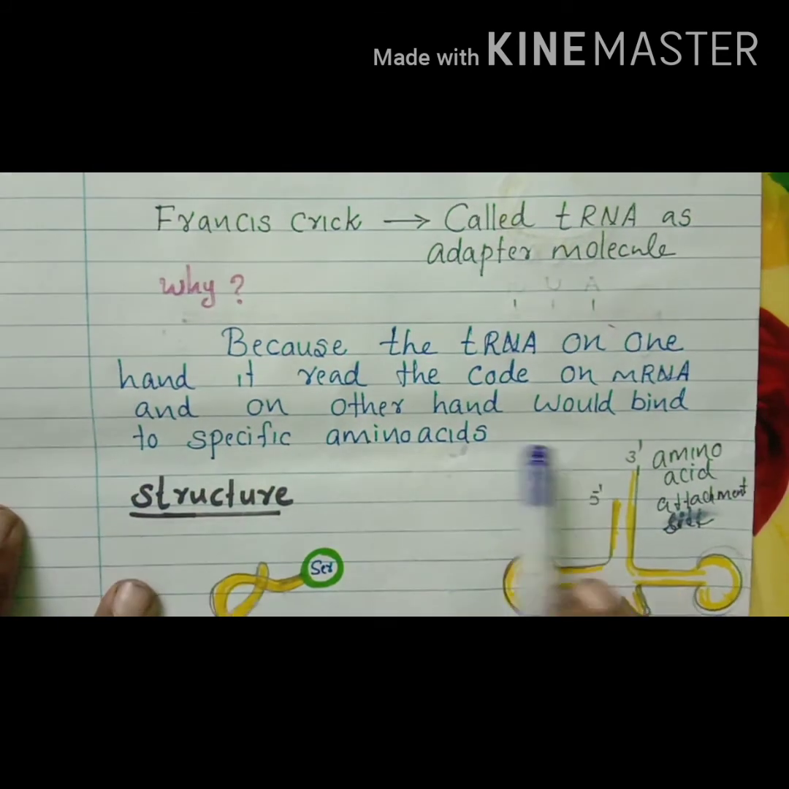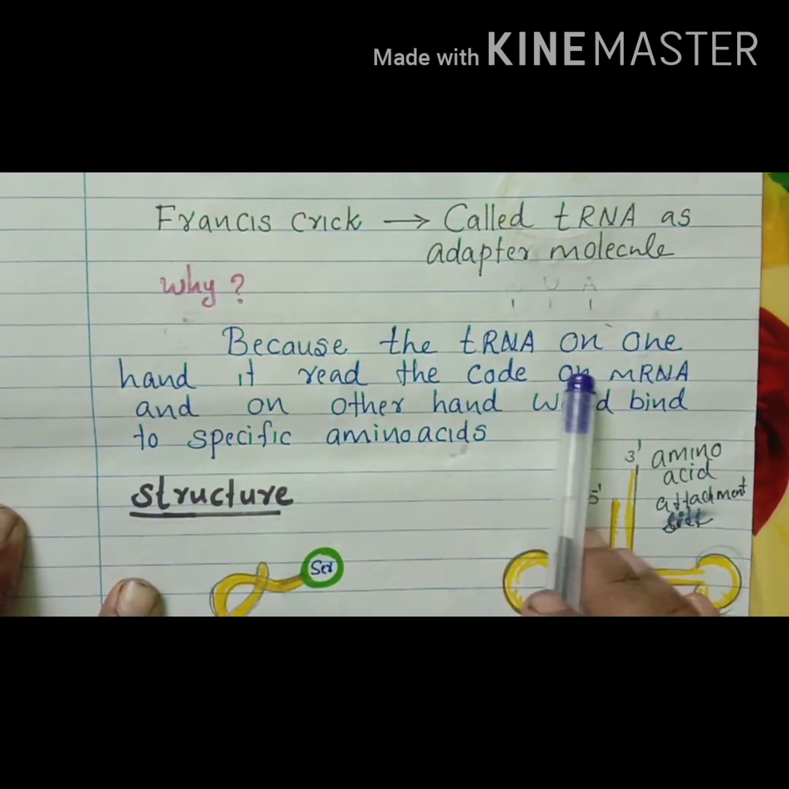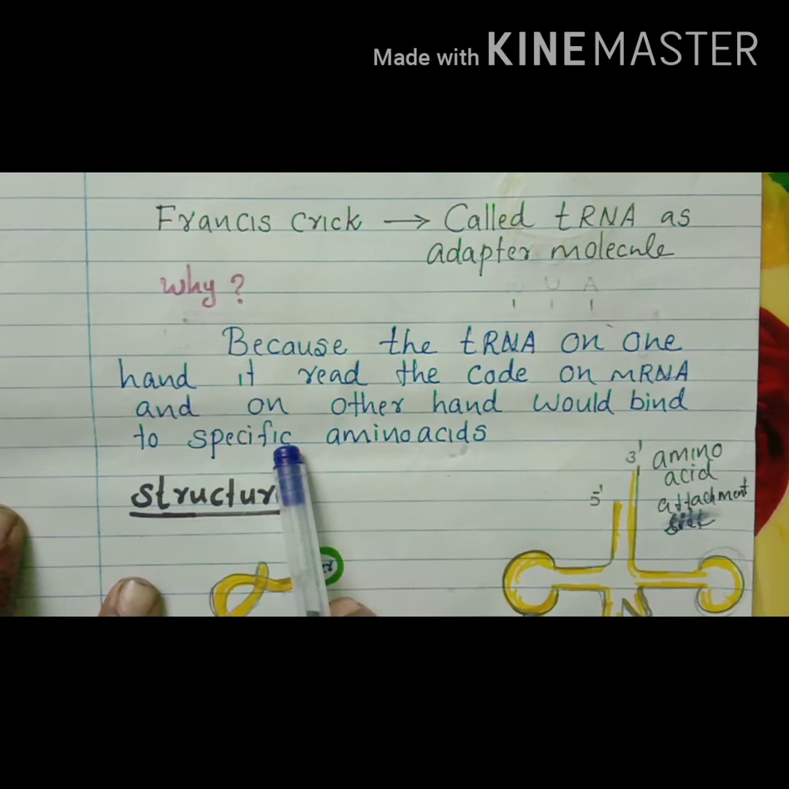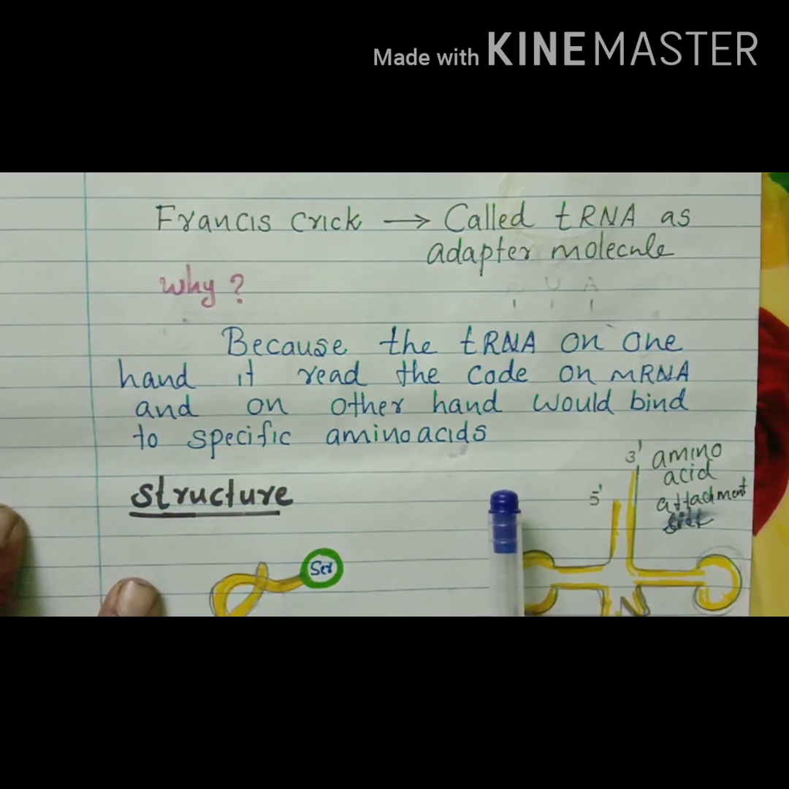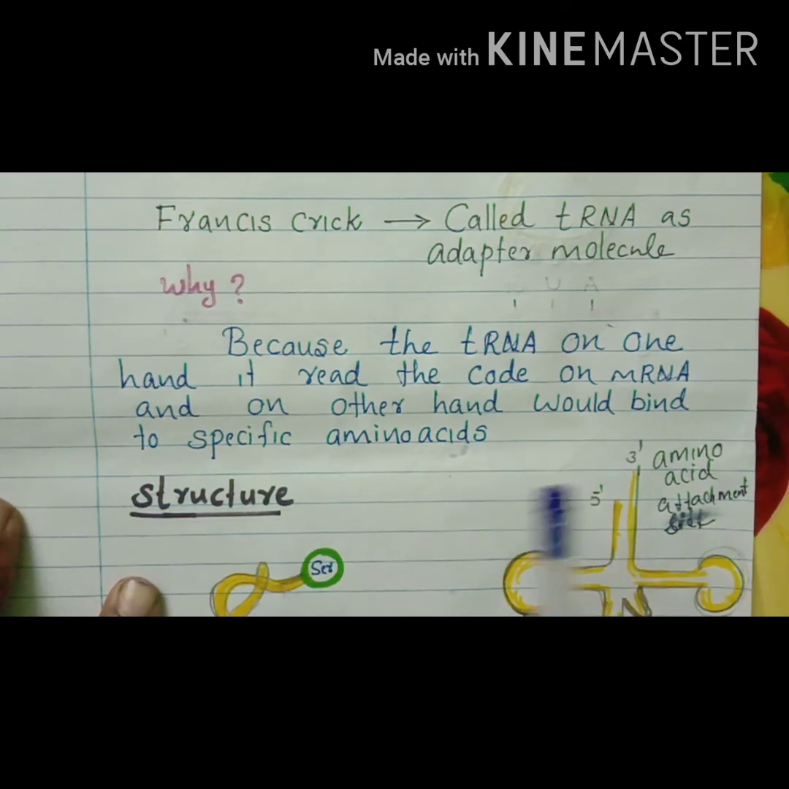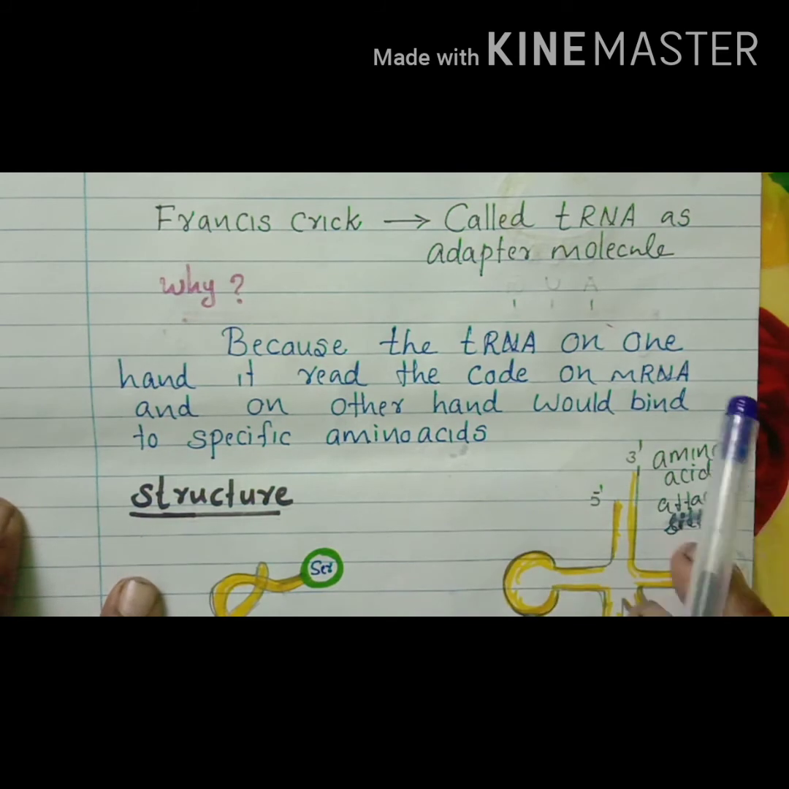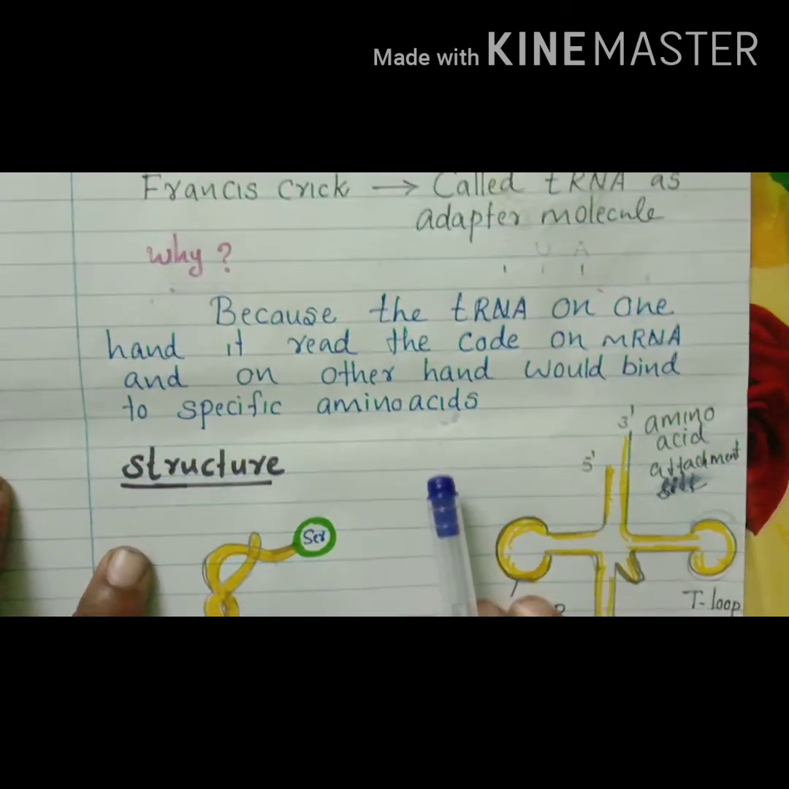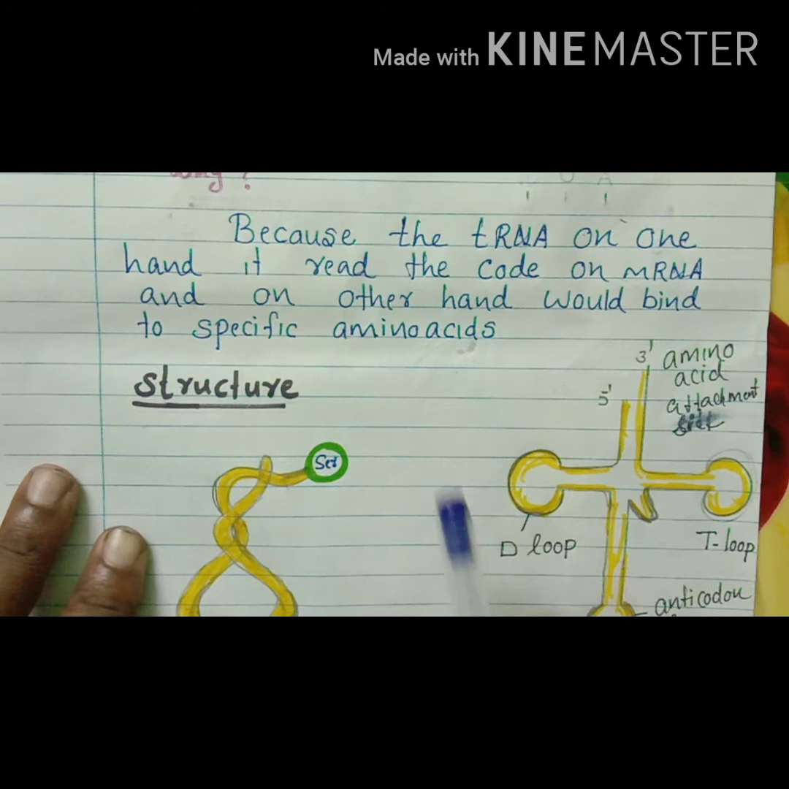Because the tRNA, transfer RNA, on one hand reads the message which is present in mRNA in the form of codons. On the other hand, at the same time, it brings the corresponding amino acid from the cytoplasm to the protein synthesizing site, that is the ribosome. So that's why tRNA is called an adapter molecule. tRNA does 2 processes simultaneously: reading the message, and based on the message, bringing the amino acid from the cytoplasm to the ribosome.